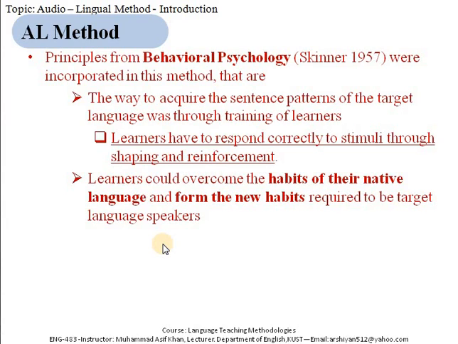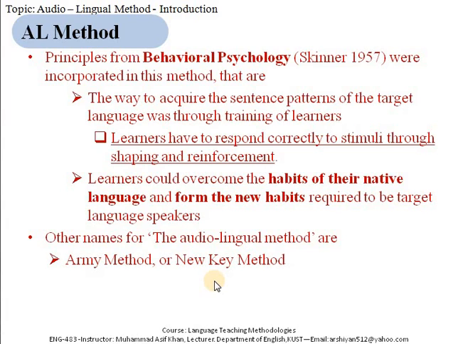We see that this very audio-lingual method has other names also, and it is sometimes referred to as the Army method or New Key method, because this method has a history, and with the outbreak of World War II, the American Army needed soldiers to become orally proficient in the languages of their allies and also the languages of their enemies, and they wanted to produce this proficiency in their soldiers in a very short period of time.